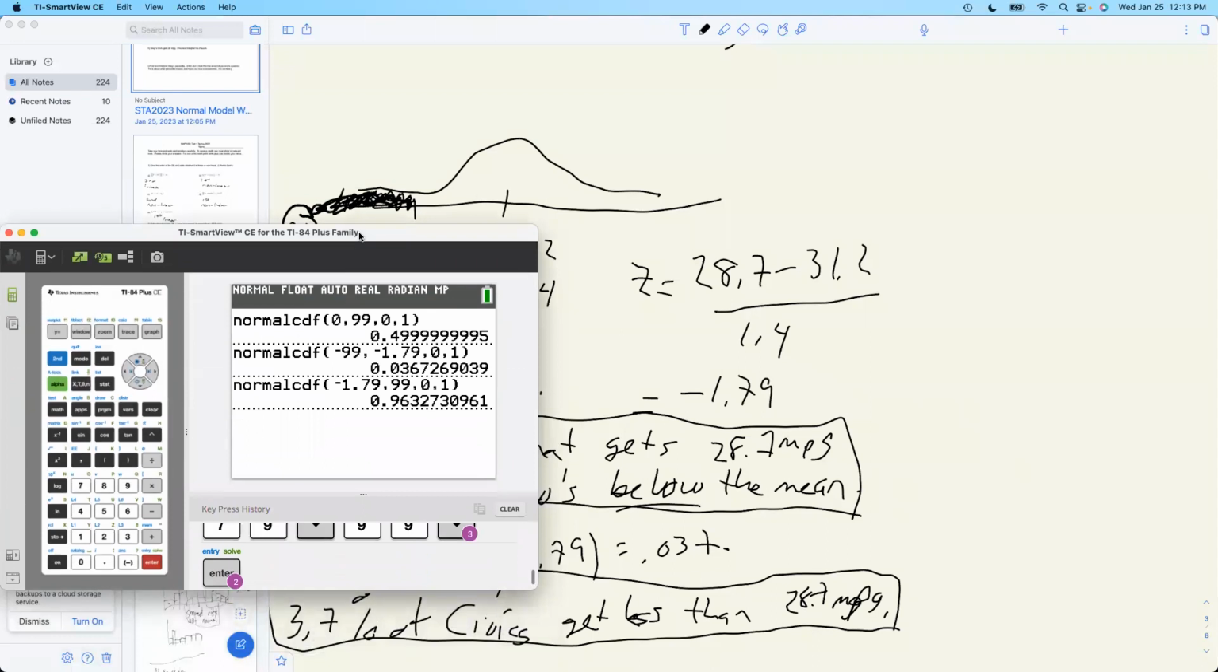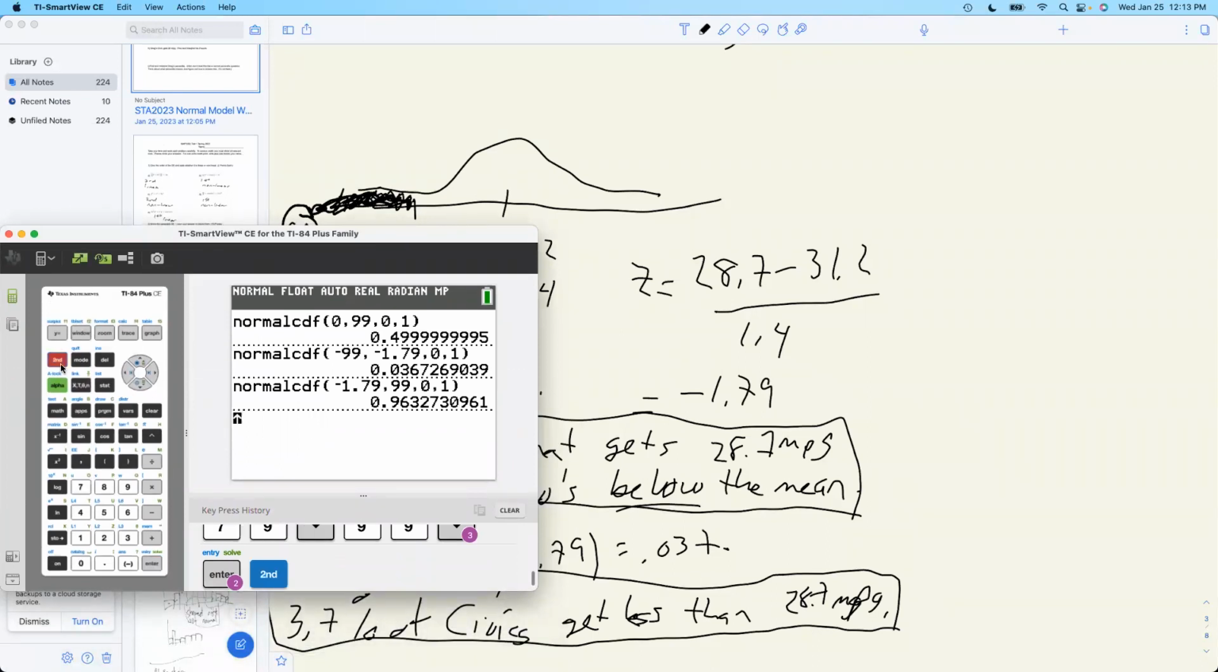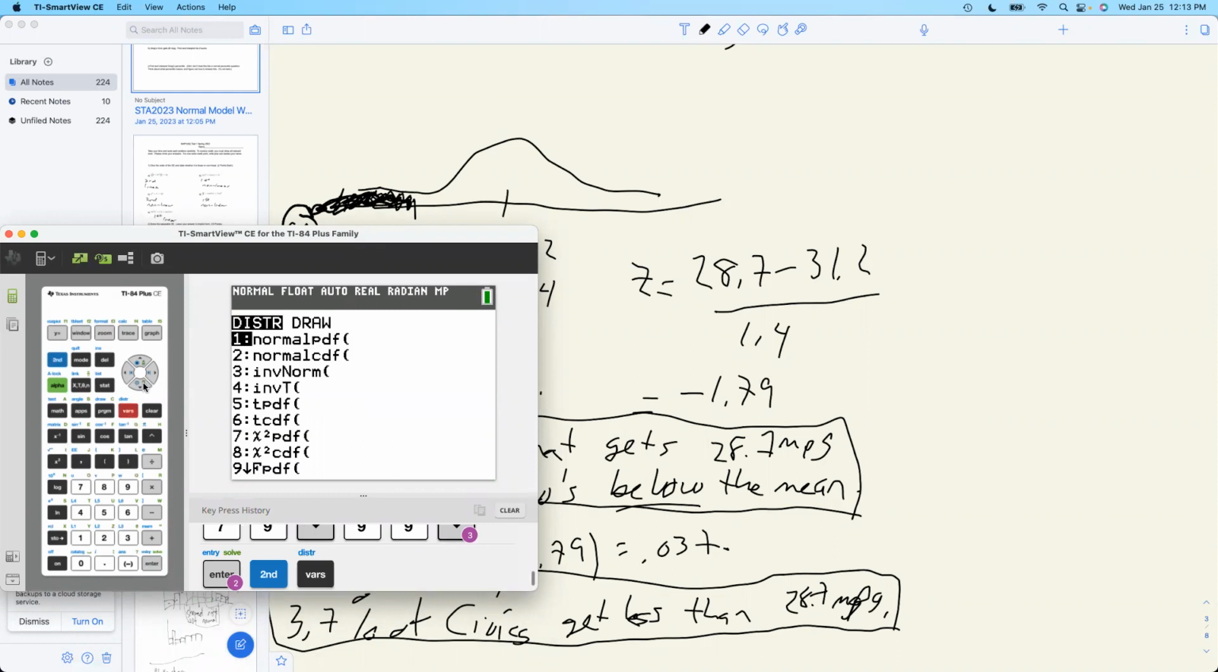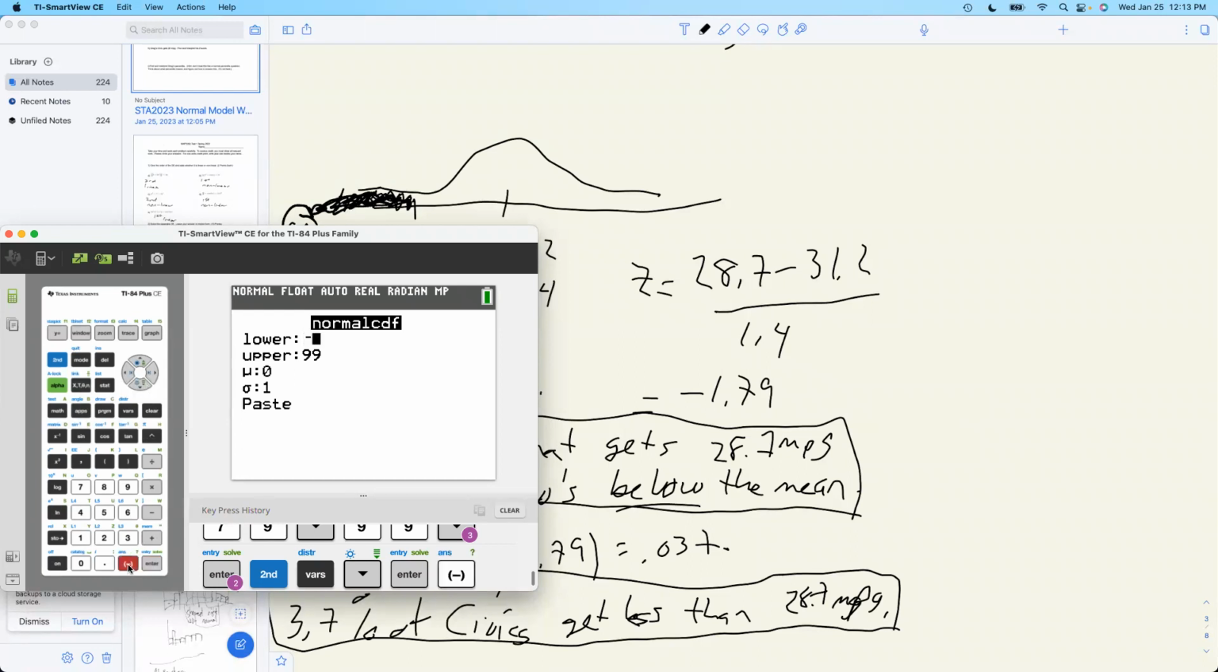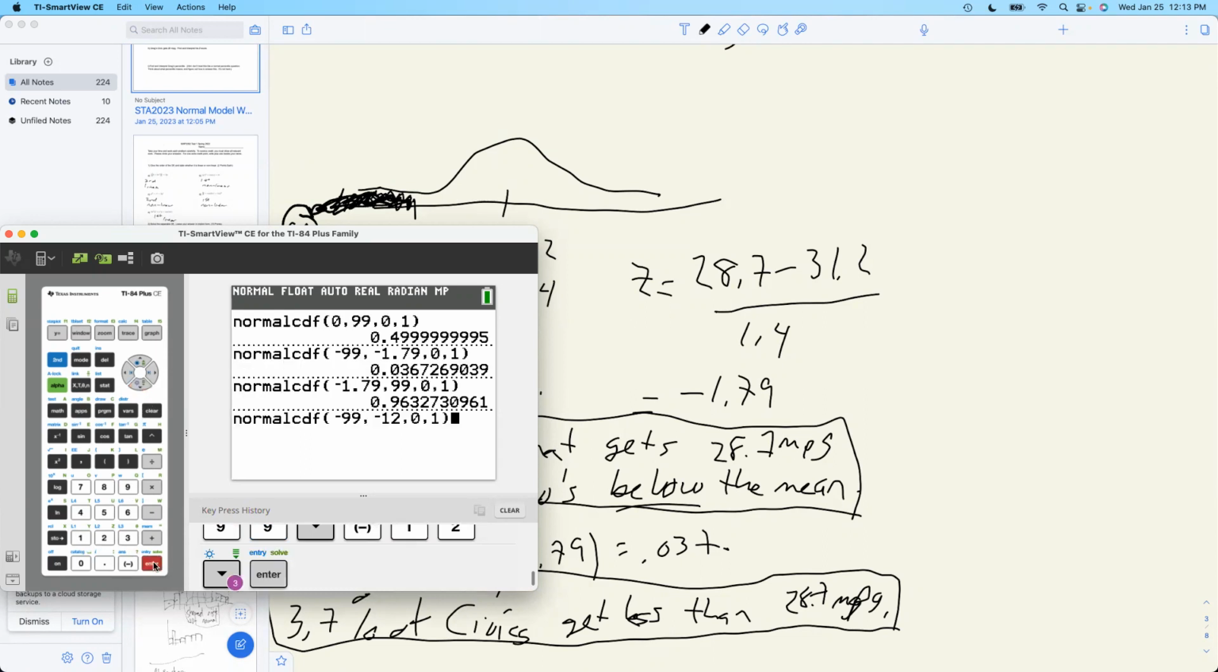Something else I want to point out. What if we had a really big z-score? What if we got a z-score of 12? So what if we had like negative 99 to negative 12? So I had a z-score of negative 12. That's a gigantic z-score.